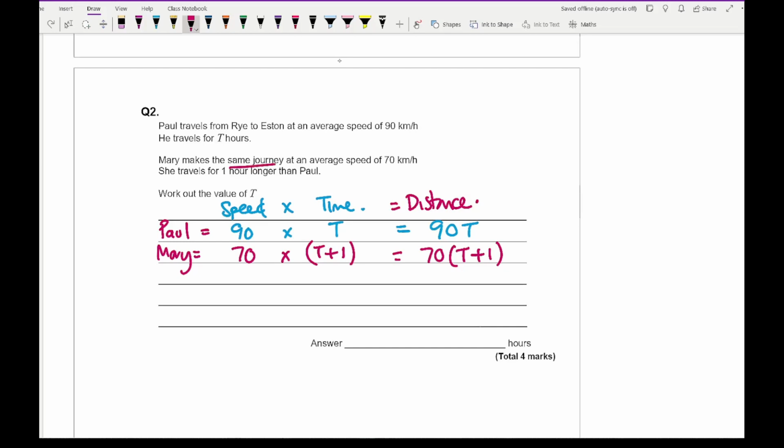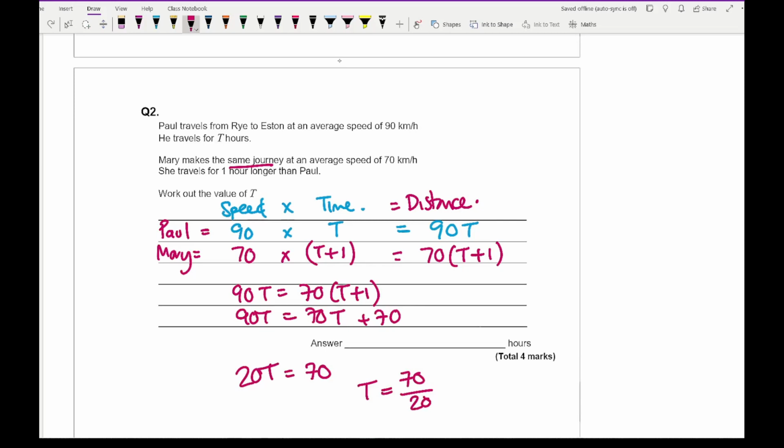And it says that because they both made the same distance journey. So here we've got 90t equals 70t plus 1, which gives me 90t equals 70t plus 70. So 20t equals 70. So t equals 70 over 20, which gives me an answer of 3.5 hours.